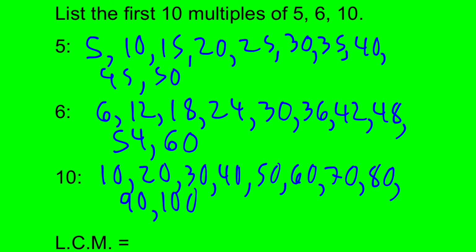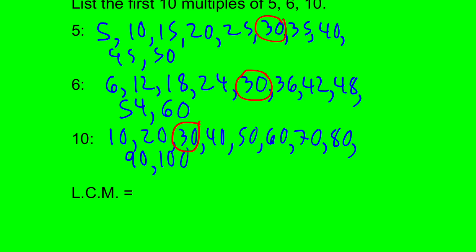And then we want to find the smallest one that all three have in common. So I'm going to scan a bit. Okay, I think I see a 30 and a 30 and a 30. That's the smallest one that all three numbers have in common. So we would say the lowest common multiple of 5, 6, and 10 is 30.